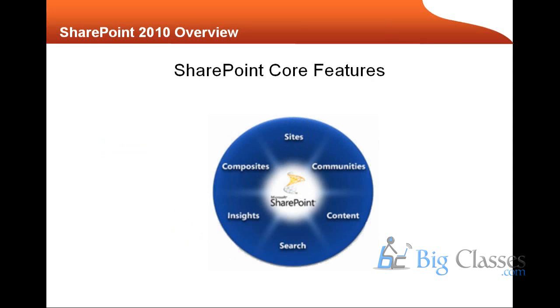So the SharePoint features can be put into different categories, as this particular wheel shows. The features can be divided into the categories of sites, communities, content, search, insights, and composites. So let's talk about each category.